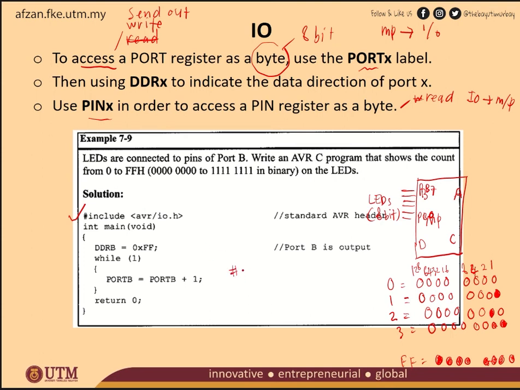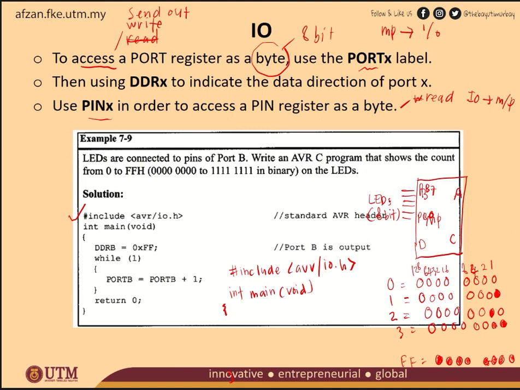So I write down here. First, you include the file avr/io.h. This is a must, you must include this file. And then start with int main(void). So this is your main program, with an open curly bracket and a close curly bracket down there.